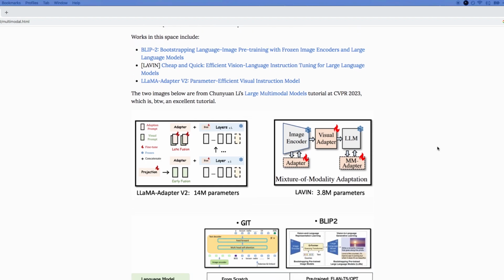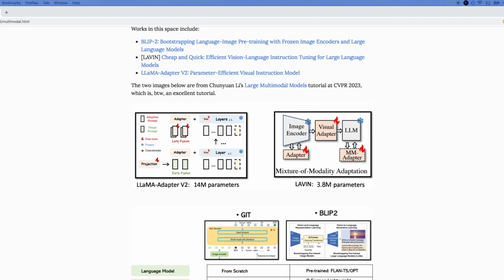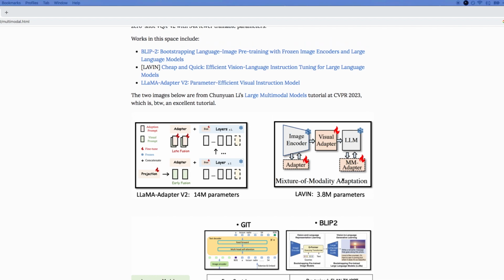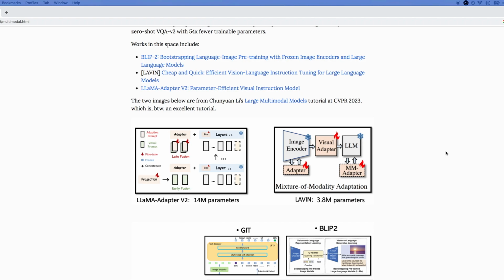BLIP-2, for example, outperformed Flamingo-80B by 8.7% on zero-shot VQA-v2 with 54x fewer trainable parameters. Works in this space include BLIP-2, bootstrapping language-image pre-training with frozen image encoders and large language models. LaVIN, cheap and quick, efficient vision language instruction tuning for large language models. LLaMA-Adapter V2, parameter-efficient visual instruction model.